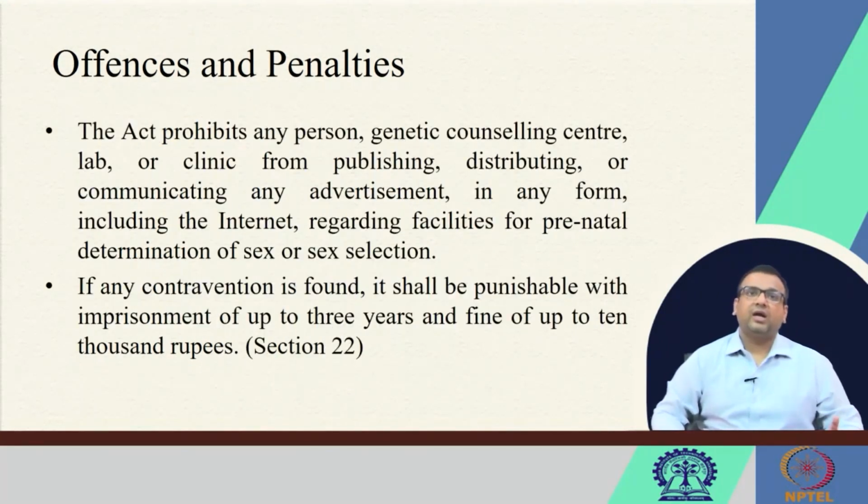So, what are the penalties? The Act prohibits any person, genetic counseling center, laboratory or clinic from publishing, distributing or communicating any advertisement in any form, including the internet, regarding facilities for prenatal determination of sex or sex selection. If any contravention is found, it shall be punishable with imprisonment of up to 3 years and a fine of up to 10,000 rupees as per section 22 of the Act.